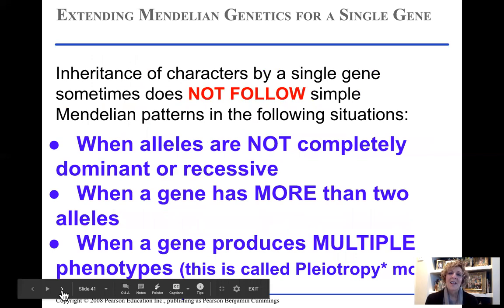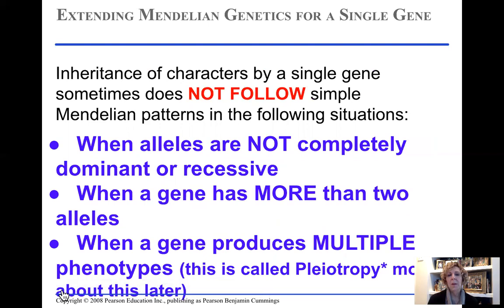So, extending Mendelian genetics for a single gene. Sometimes you have an inheritance of a single gene that does not follow Mendel's patterns, okay? And so you have three different situations where that happens. Number one, the alleles are not completely dominant or recessive. Another situation is where you have a gene that has more than two alleles. Or number three, when you have a gene that produces multiple phenotypes, and that's called pleiotropy, and we'll talk about that later.